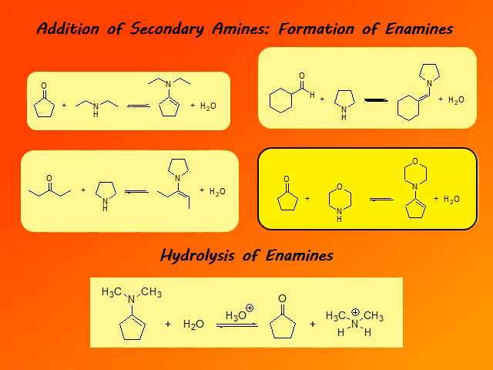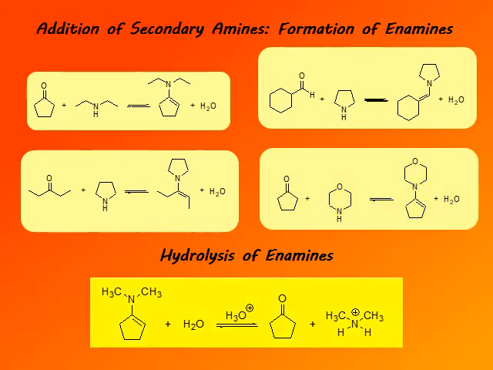And this last example involves one very commonly used secondary amine, and that's morpholine. So this 6-membered ring that contains oxygen and nitrogen atoms in para position is called morpholine, and it's a very commonly used secondary amine to prepare enamines. Enamines have extensive use in organic synthesis. They are used in alkylation of carbonyl compounds, and that will be covered in chapter 23.